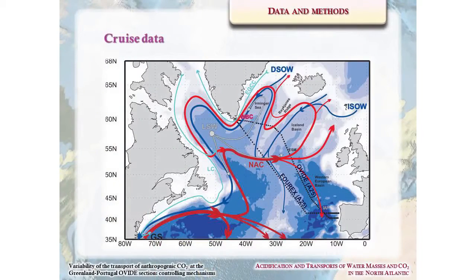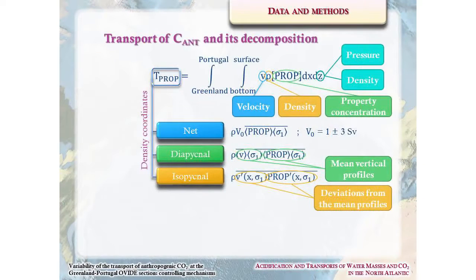For these purposes, we used the data of the A25 hydrographic section taken between 1997 and 2010, like in the first study. And the transport of any property across the Greenland to Portugal section can be calculated by integrating the product of the property concentration, the velocity orthogonal to the section, and the in situ density from Greenland to Portugal over the entire water column. Usually this integration is performed in pressure coordinates, but due to the horizontal gradient present in the sections and the circulation pattern, it is preferable to do this integration in density coordinates.